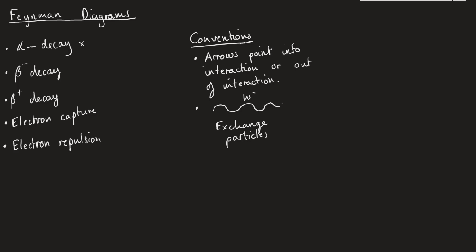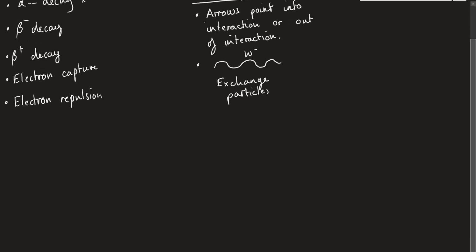So let's just look at each of these individually. So let's first go with beta decay. If you remember back to beta minus decay, beta minus decay was when we had a neutron decaying into a proton plus an electron and an anti-electron neutrino.